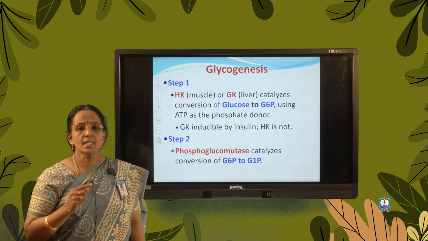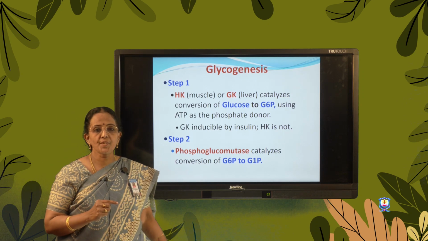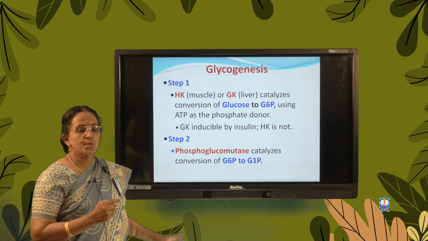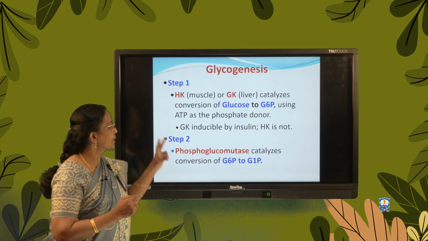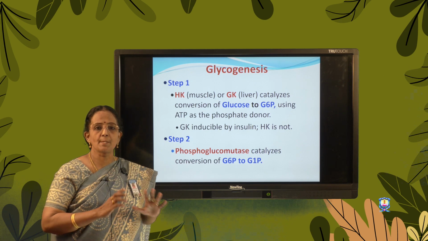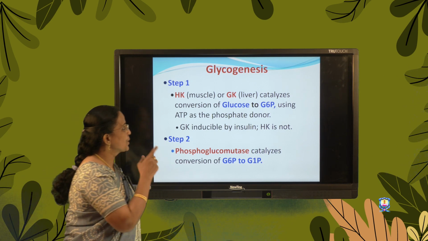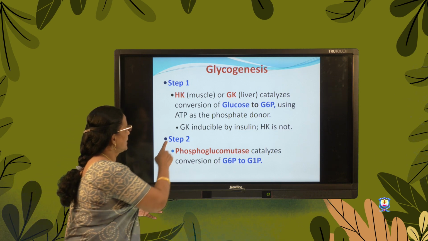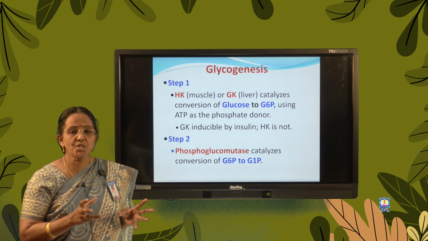So we will see the steps involved in glycogenesis. What is the very first step? The very first step is synthesis of glucose 6-phosphate from glucose. Which enzyme catalyzes the reaction? HK and GK. Hexokinase is present in muscle tissue. It is present virtually in all the tissues in our body, whereas glucokinase is present mainly in the liver cells. And this enzyme GK is inducible by insulin, whereas the enzyme HK is not inducible.